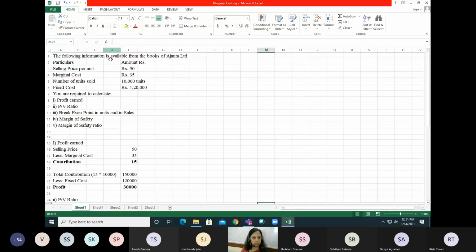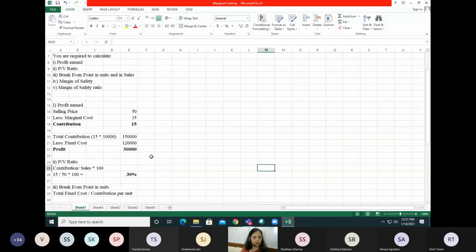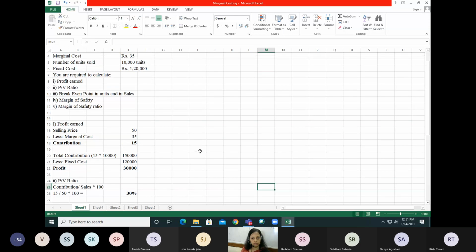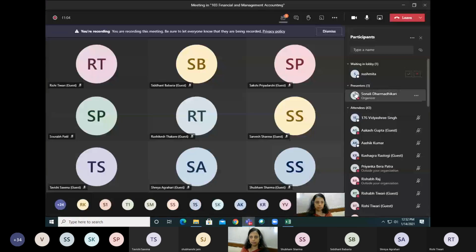In this question, the information is given per unit. So 15 divided by 50 into 100. 30% is PV ratio. Have you completed? Yes, ma'am.